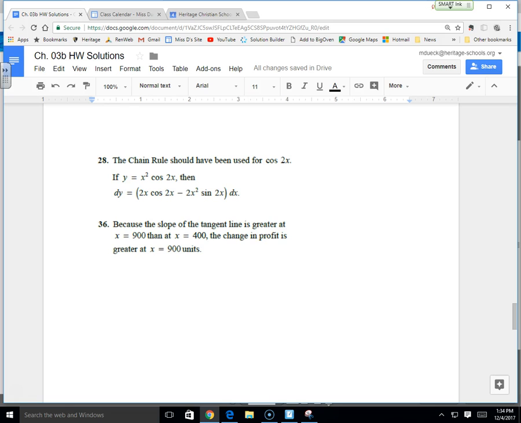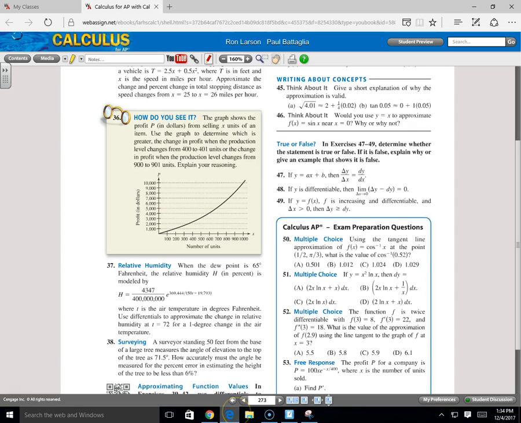You guys are good on 41? Okay, I was going to say, 41, period 1 didn't like. Let's look at number, can we do 41 first, just because I'm on this page, is that okay?